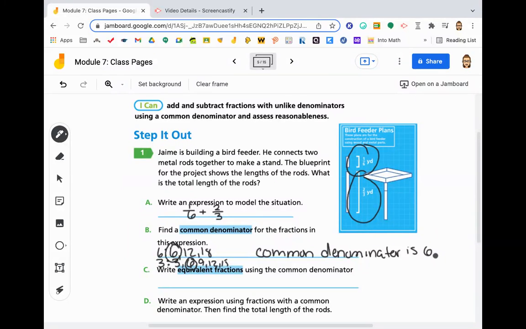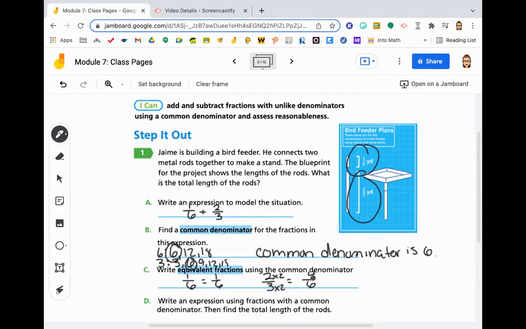So it says write equivalent fractions using the common denominator. Well, 1/6 is going to equal 1/6. Then 2/3 is going to equal something over 6. Well, we multiply the 3 by 2 in order to get 6. We have to multiply the 2 by 2. So that is going to be 4/6.